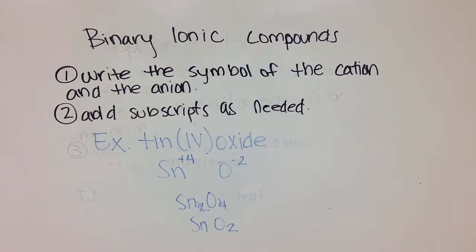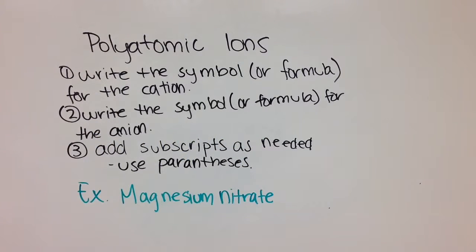Okay, so now we're doing polyatomic ions, which are slightly more tricky, but it's okay. So the definition it gives in the book is first write the symbol or formula for the cation, then write the symbol or formula for the anion, and then add subscripts as needed to balance the charges. And whenever more than one polyatomic ion is needed to balance the charges in an ionic compound, use parentheses to set off the polyatomic ions. Now again, that sounds really complicated, but it's pretty simple and it's very similar to binary ionic compounds.